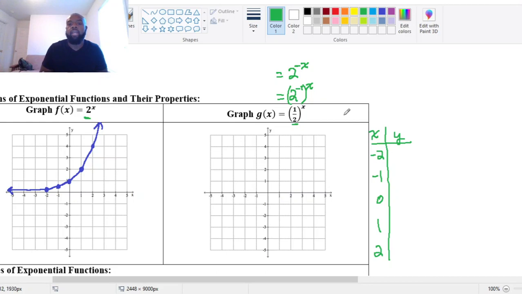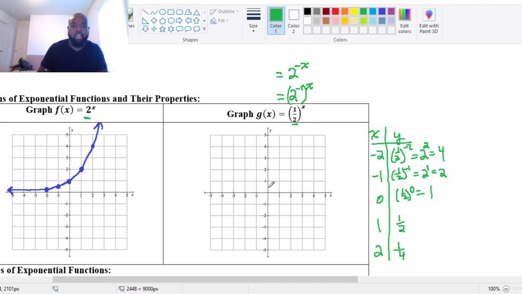I'm going to go back to this original function, 1/2 to the negative second. Remember, if I want to make that exponent positive, then I do the reciprocal. The reciprocal of 1/2 is 2. So this is the same thing as 2 squared, which equals 4, right? And so I get 4 right there. 1/2 to the negative first power, well, that's 2 to the first power, which is 2. 1/2 to the 0 power is 1. 1/2 to the first power is 1/2, and 1/2 squared is 1/4.